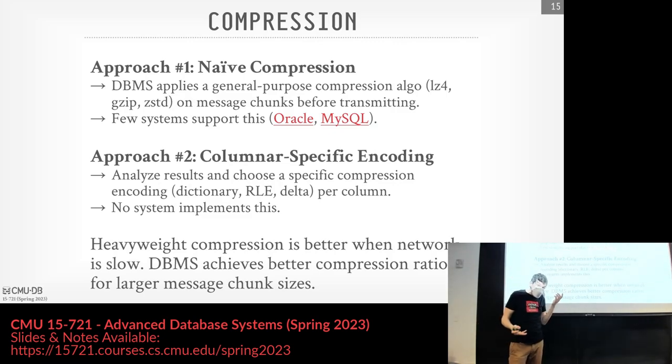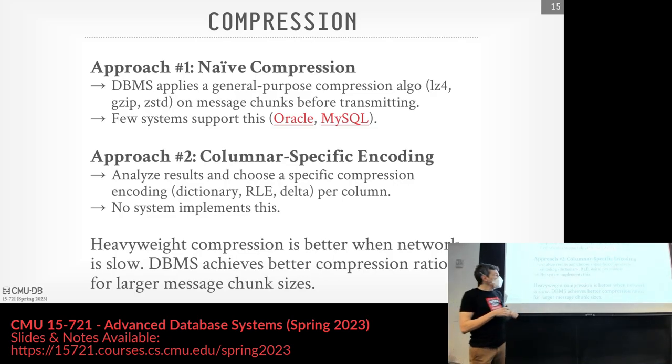You can hack around this. You can have your database system tunnel traffic through SSH, an SSH tunnel, and then compress that traffic if you want. But that seems kind of flaky. I don't think anybody does that, right? I don't see why you'd want to do that, because now it's an extra hop. The alternative to denied compression is just as before.